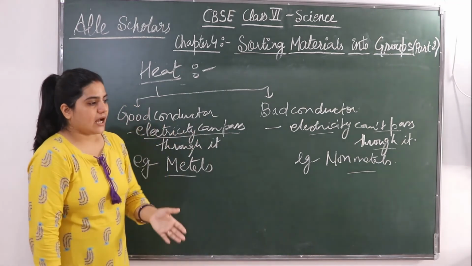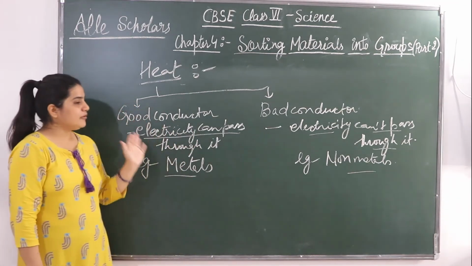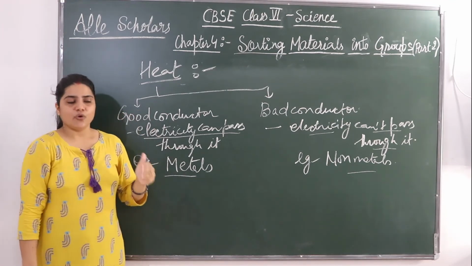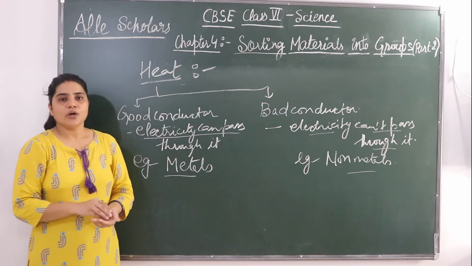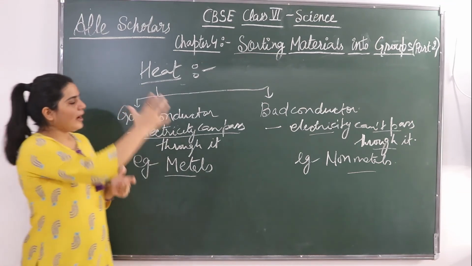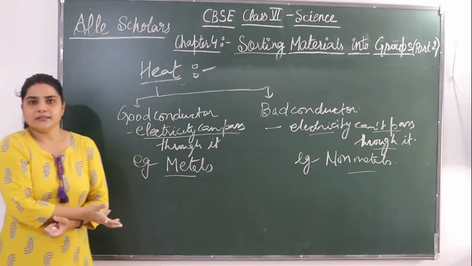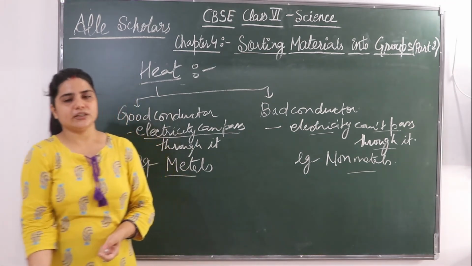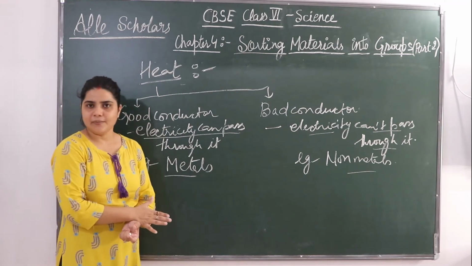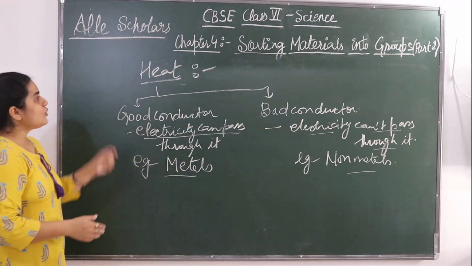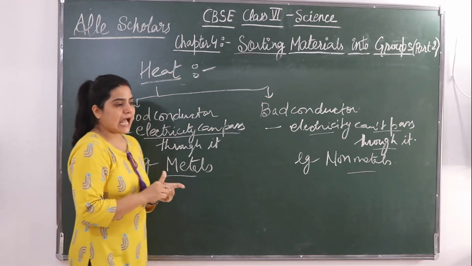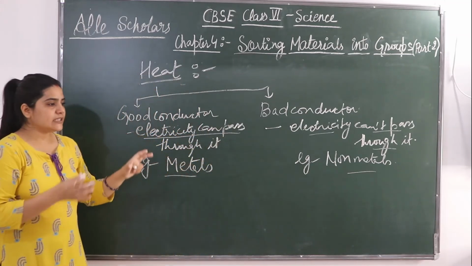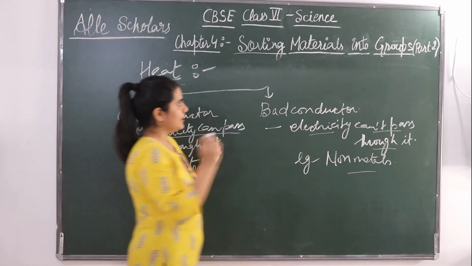Some solids are soluble, some are not. They may float or sink in water. They may be transparent, opaque or translucent. Heat may pass or not, electricity may pass or not. They can be good conductors of heat or electricity, or bad conductors. So on this basis, materials can be grouped on the basis of similarities or differences in their properties.